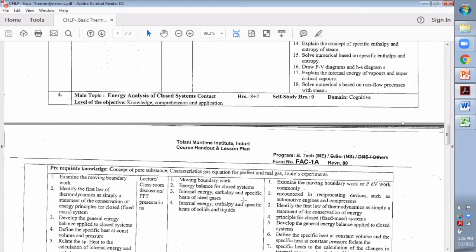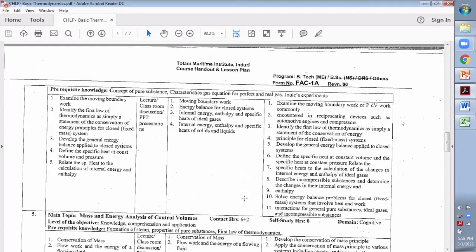So in this topic, we'll try to understand moving boundary work, energy balance for closed systems, internal energy, enthalpy, and specific heat for ideal gases, and internal energy, enthalpy, and specific heat for solids and liquids.